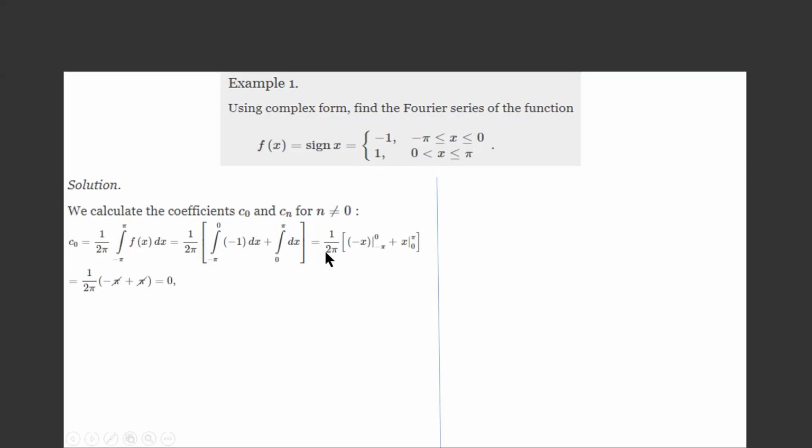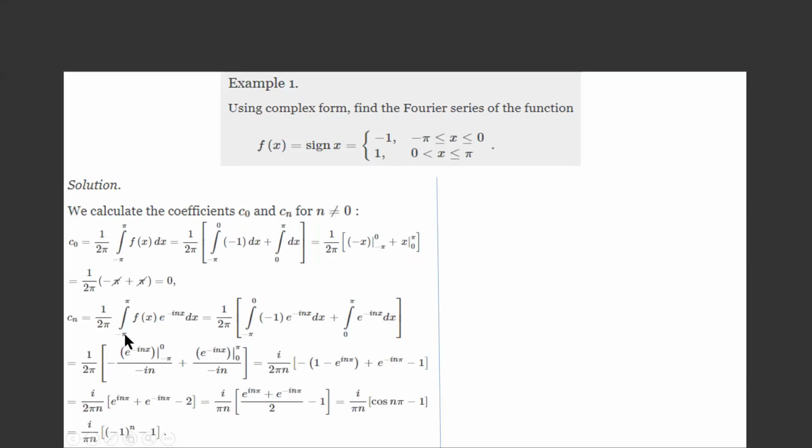Yes, this is an easy integration. You substitute by the upper bound and the lower bound, and also for the next one. So you have C naught equal to 0. If you use this in the real series, you will have the same C naught, because we know C naught is the same as A naught. There is no difference. Let's go for Cn.